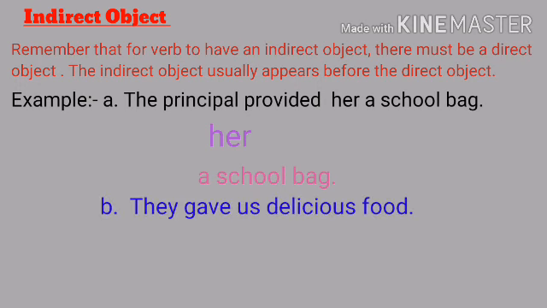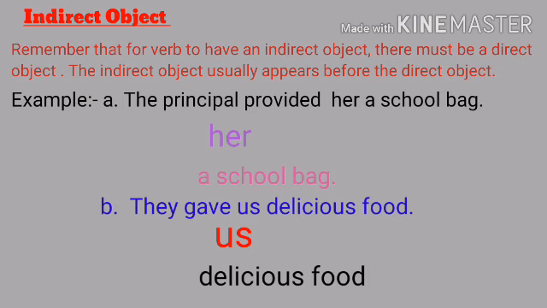Let us see one more example. They gave us delicious food. In this sentence, the word us is indirect object because it appears before direct object delicious food. Therefore, the word us is indirect object.